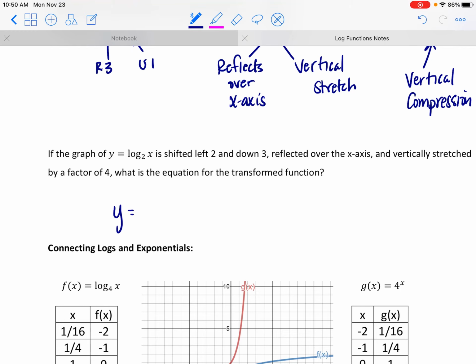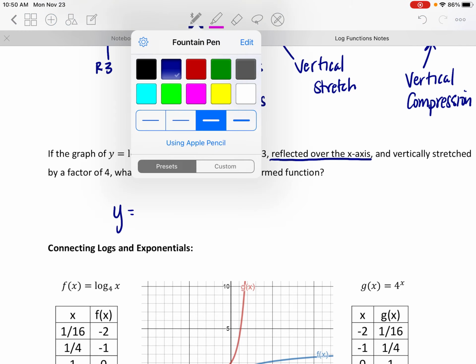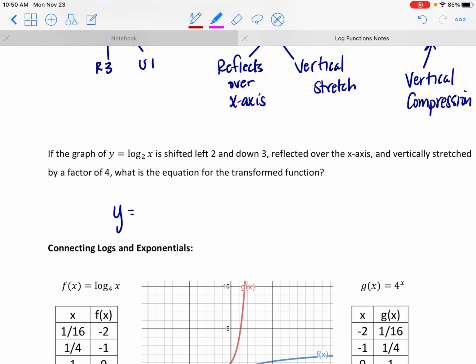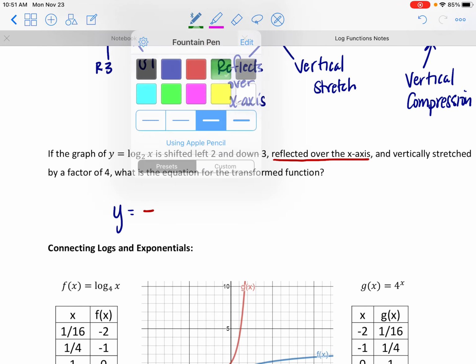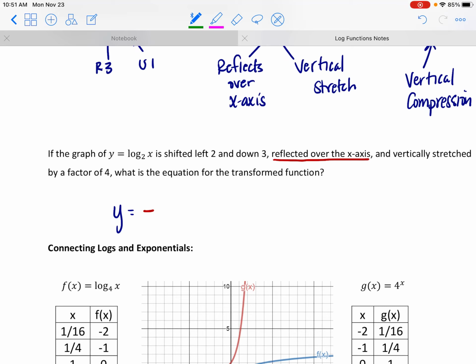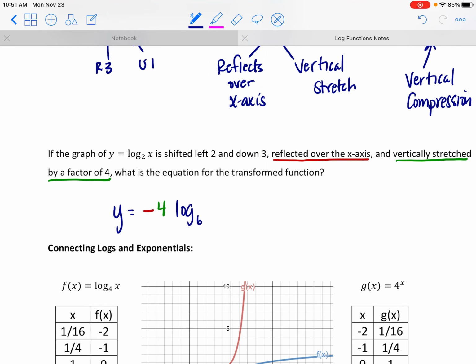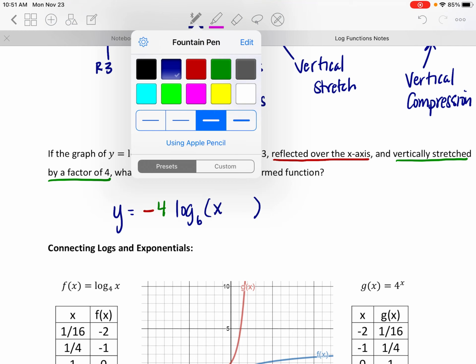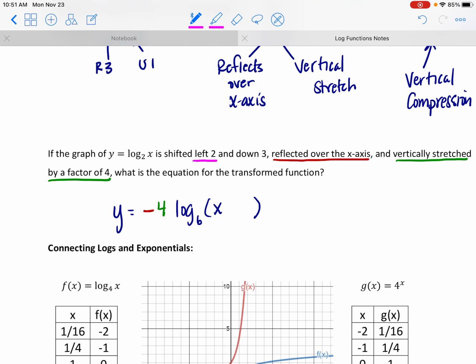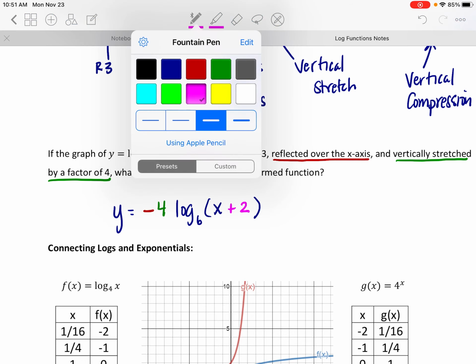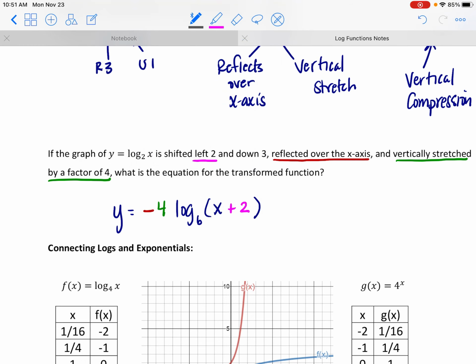If we're going to reflect over the x-axis, then we're going to start with a negative. If we want to vertically stretch by a factor of 4, then we're going to put a 4 out here. And then our parent is going to be the log base b of something here. Normally just an x, but this time it says left 2, so I want a plus 2 in here. And we're also going to shift down 3, so I need a minus 3.